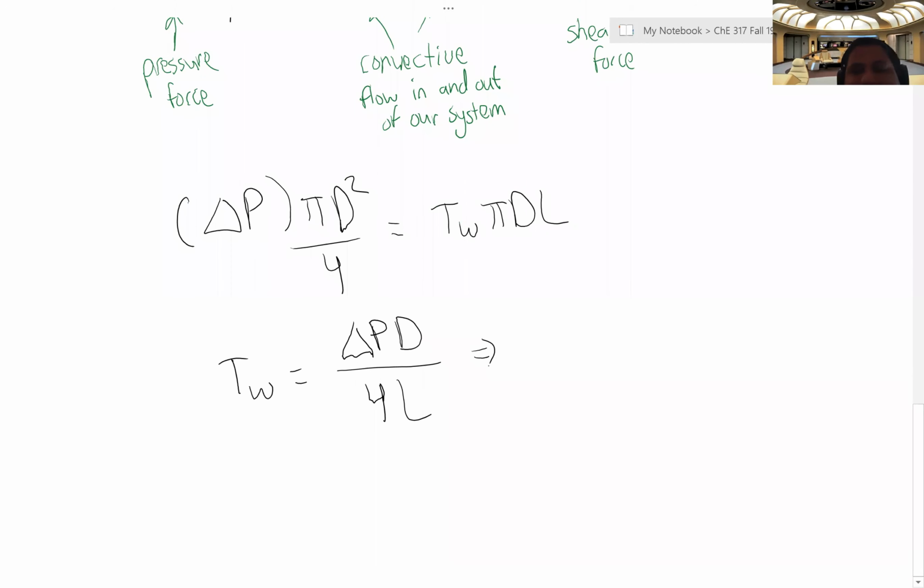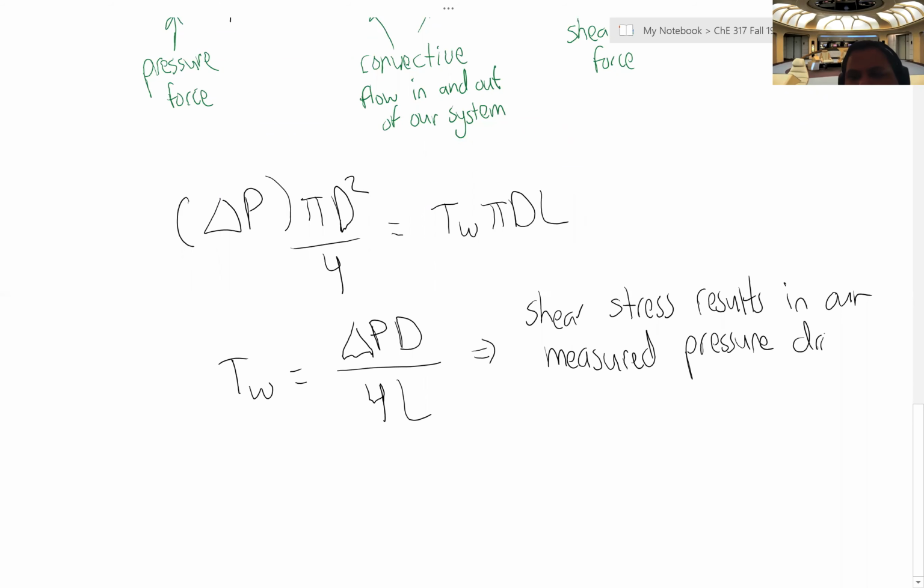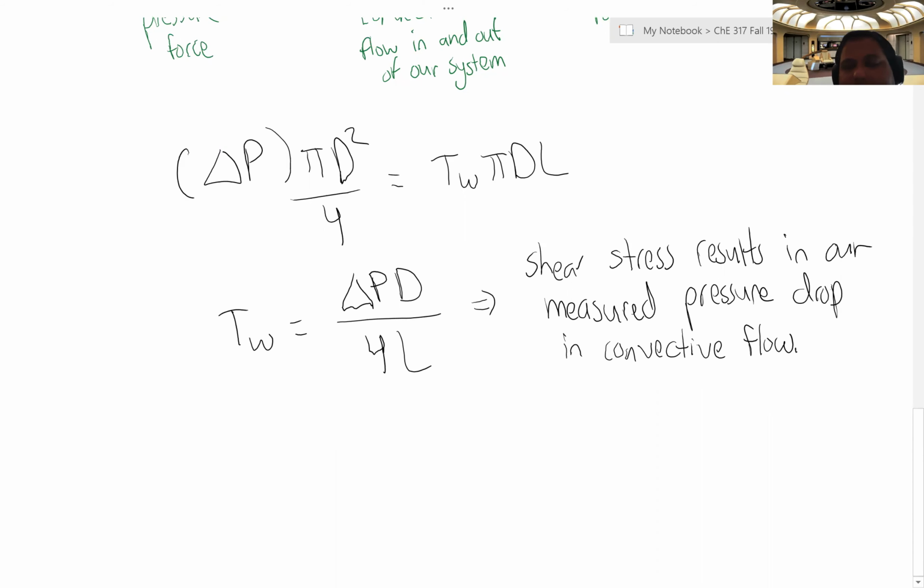And what this tells us is that shear stress results in our measured pressure drop in convective flow. So essentially, we lose our momentum and we lose our pressure during flow as a direct result of the shear stress which is exerted on our system. And we can quantify that by simply measuring the constraints of our system and the pressure drop itself.